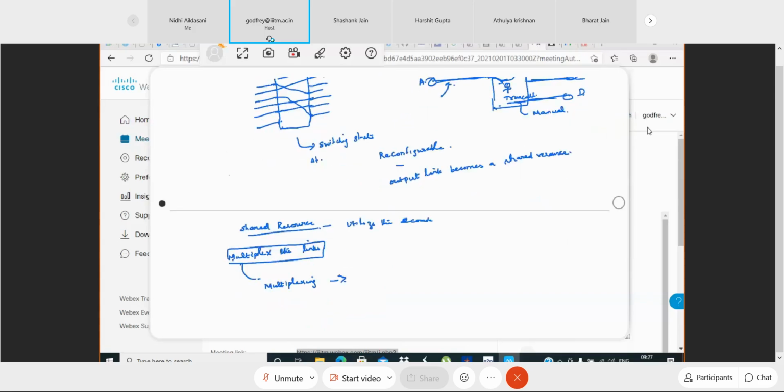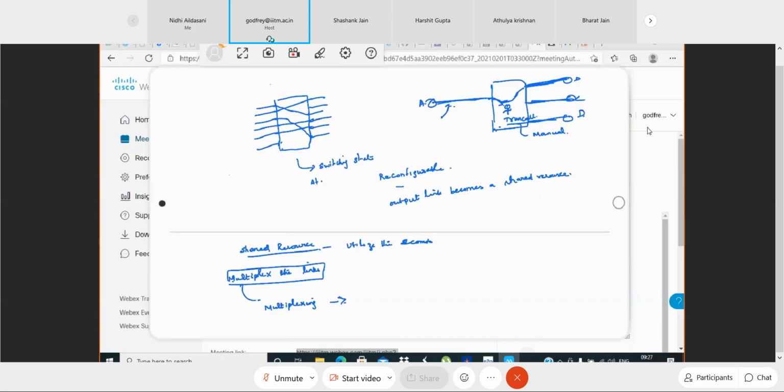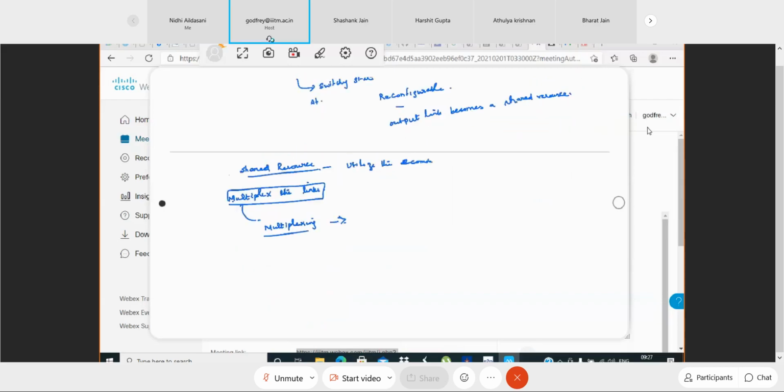Now here, with the advancement of the switching technologies, first of all, everything has become automatic. The second thing is with respect to switching: when you use a switching technology, there is a need to address each one of them, right? Uniquely identify every user.